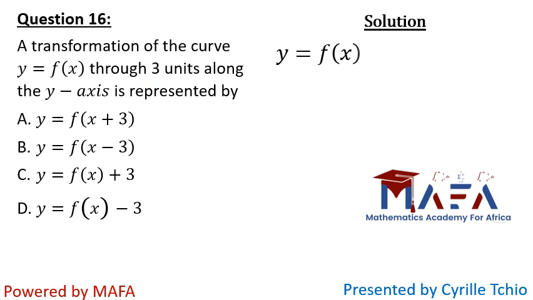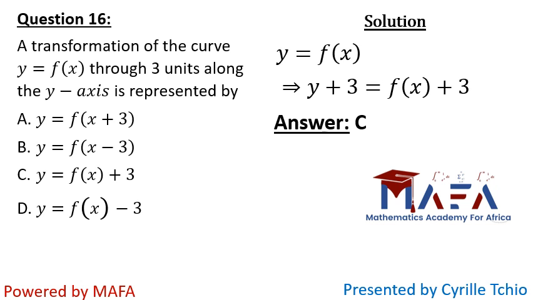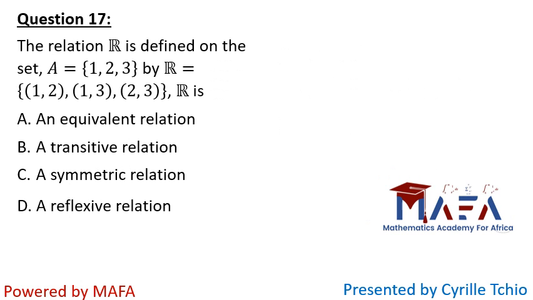So we have y equals f of x. If you want it to go 3 units, it means that y is changing by positive 3 units. If it was negative 3 units, we would have a negative here. That's why you have y plus 3 equals f of x plus 3. Answer C.